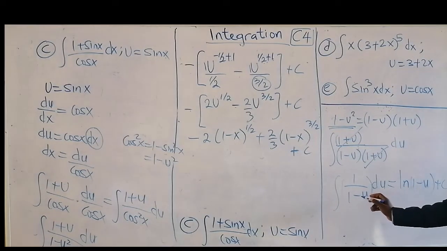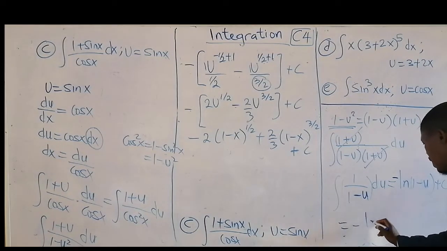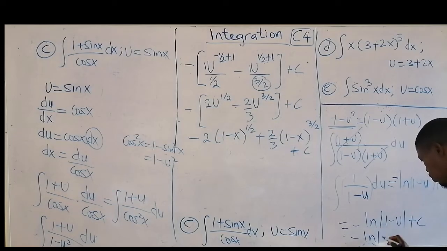And don't forget, the derivative of 1 minus u with respect to u is negative 1. So this will be times minus. Okay? So the answer is minus ln|1 minus u| plus c. So what I need to do now is just to return the u back. u is equal to sin x. So that will be minus ln|1 minus sin x| plus c. And that finished that question.